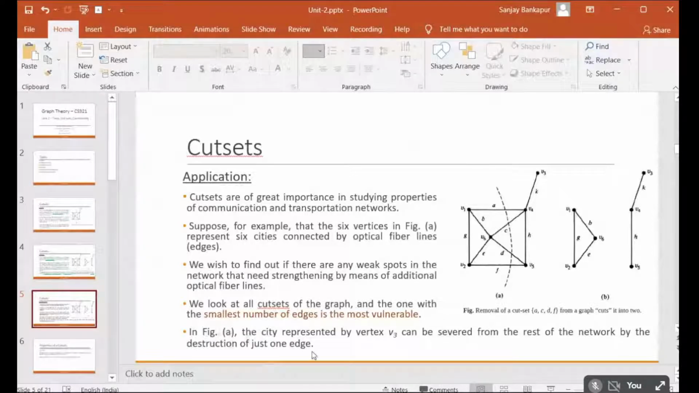So in figure A, the city represented by vertex V3 can be separated from the rest of the network by the destruction of just one edge. So in any transportation network, if edges are considered as roads, or connecting links like optical fibers, telephone links, and so on, disruption of that one link will make the overall network disconnected. So the cut set concept plays a major role in identifying the weak links and strengthening them by adding some more links.